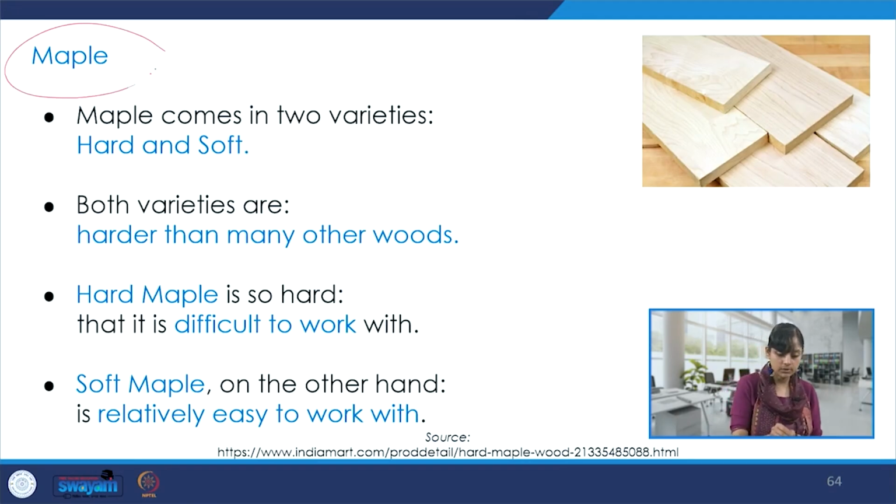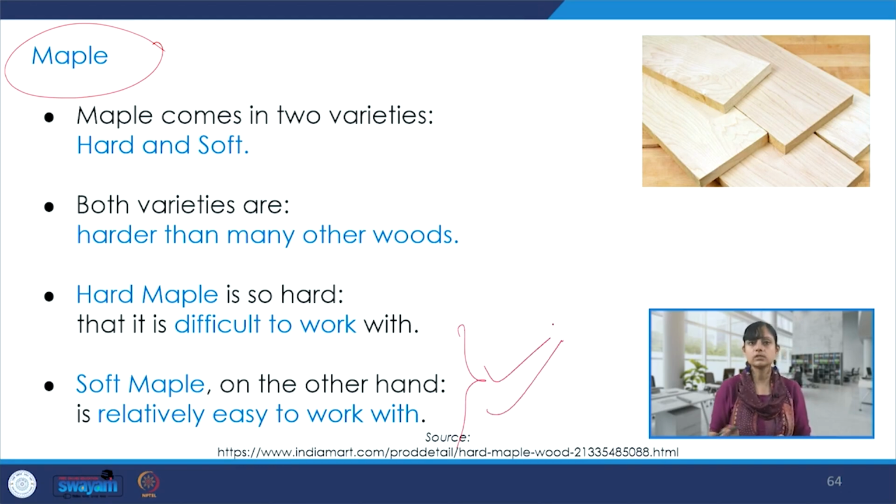Then there is maple. Maple comes in both hard and softwood varieties, and both varieties are harder than many other woods. So hard maple is extremely hard and therefore it is difficult to work with. And soft maple, on the other hand, is relatively easy to work with. So this is a better choice in that sense.